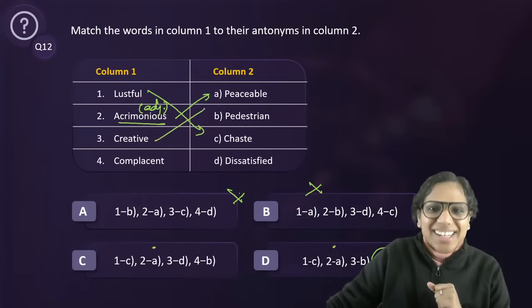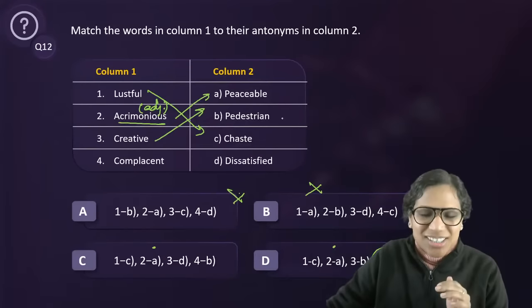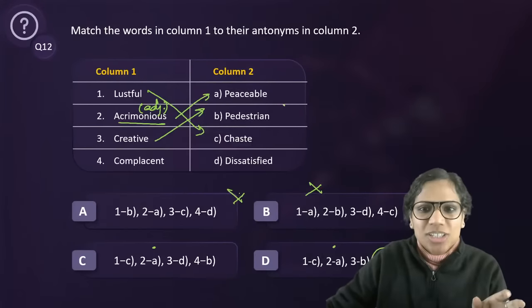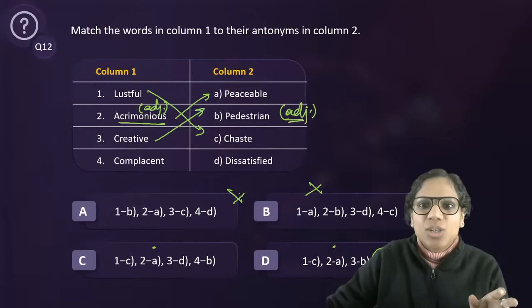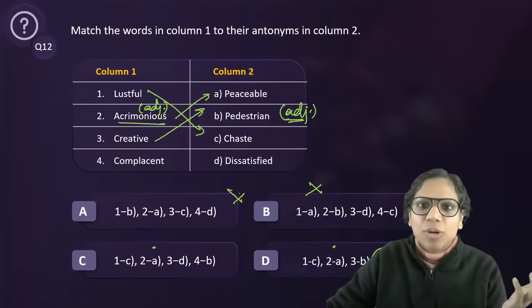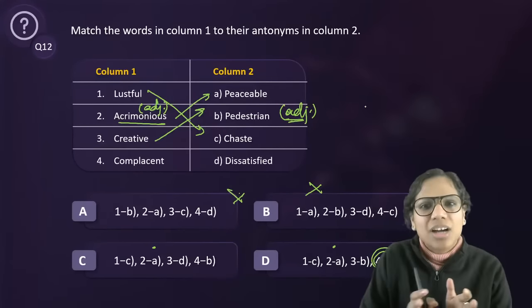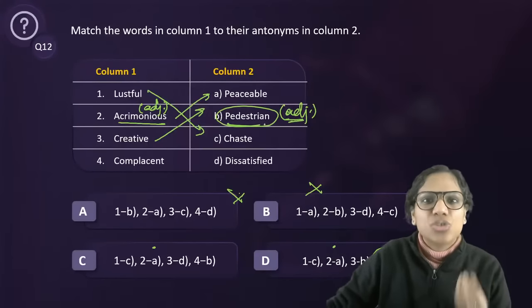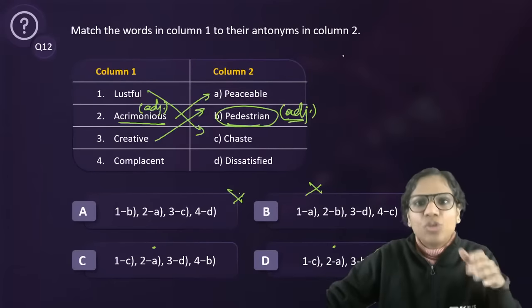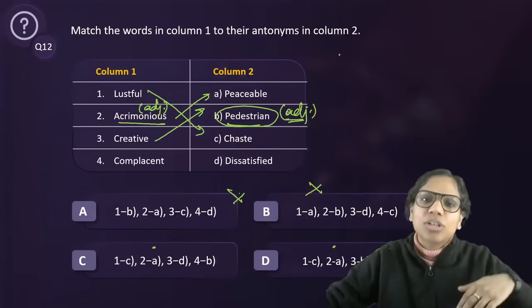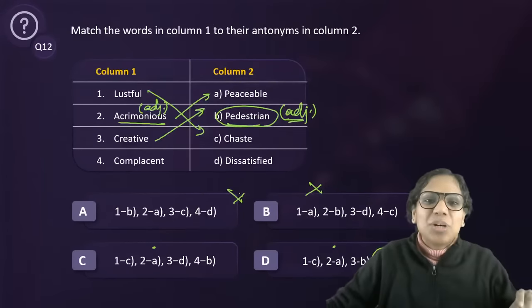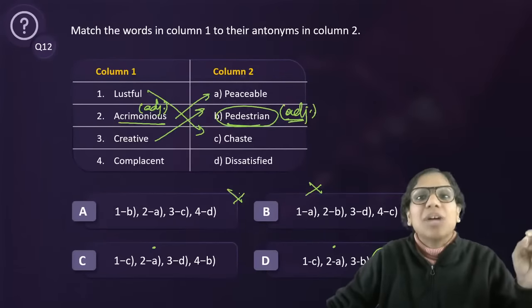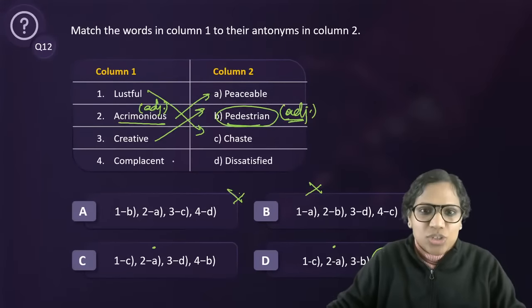Creative, the opposite of creative is pedestrian. When you do not use your imagination, let's say I ask you to write about your room, and you give me a very basic account of it without using any of your imagination at all. That will be a very pedestrian account of it. As a noun, I know pedestrian is someone who walks on the side of the road, right? But as an adjective, it means unimaginative, lacking imagination.